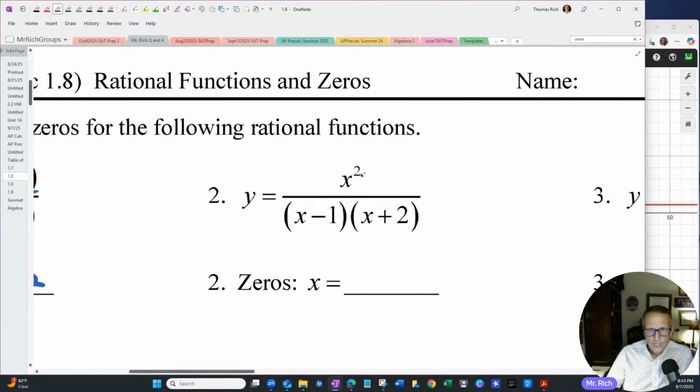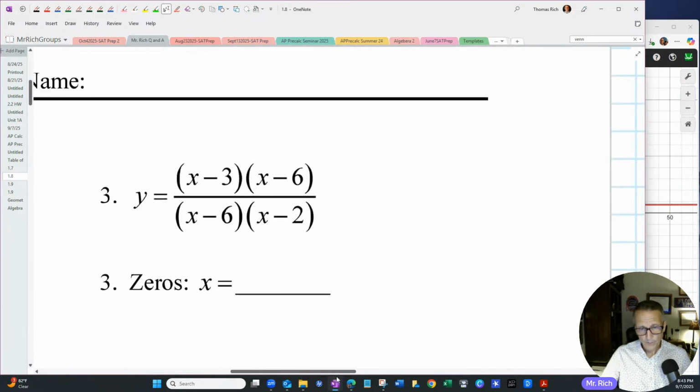Over here, I would set this numerator equal to 0. The zero is 0. At x equals 0, I will get an output of 0. Pretty easy, huh? Now, over here, I don't want to call this one a 0. I don't want to say one of the zeros is 6, because those are going to cancel each other out. Therefore, I only have a 0 at x equals 3, and that is the only place it exists. There will be, as we'll see in a future lesson, a hole in the rational function at x equals 6.